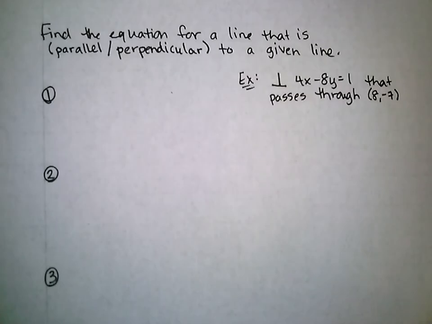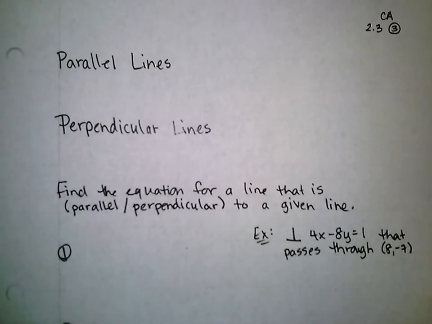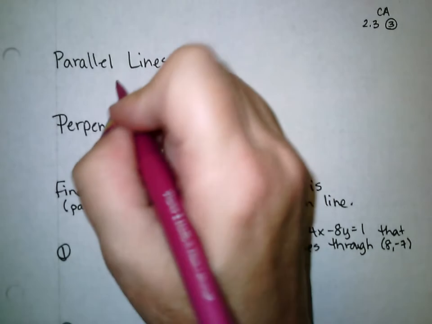Speaking of parallel and perpendicular, parallel lines are lines that have the same slope.